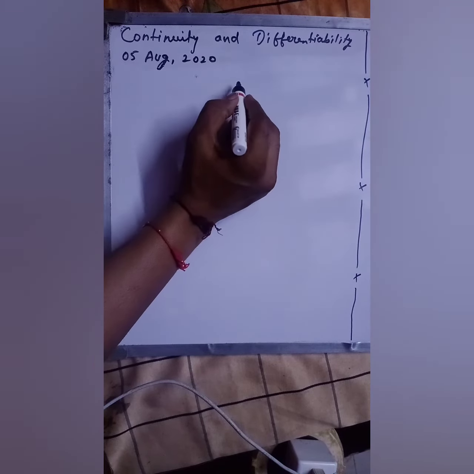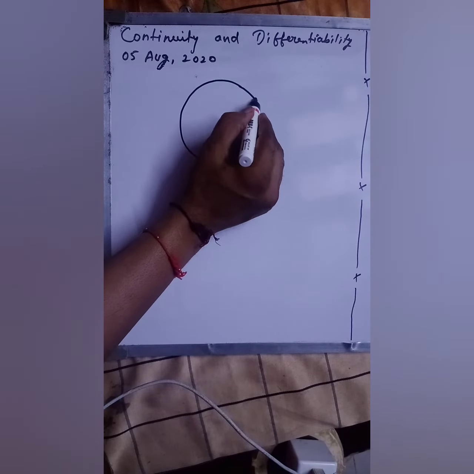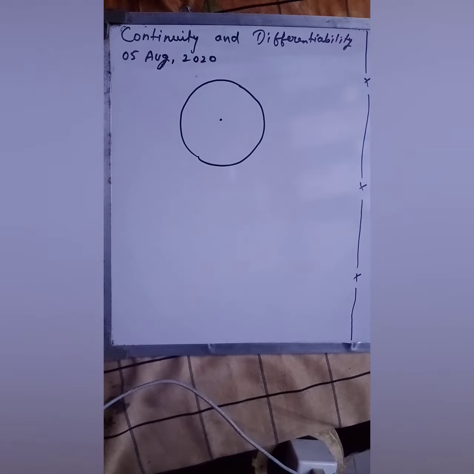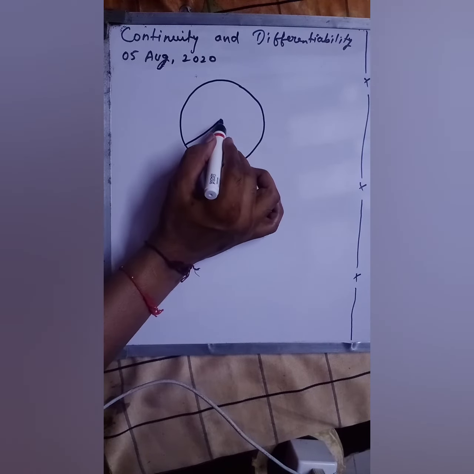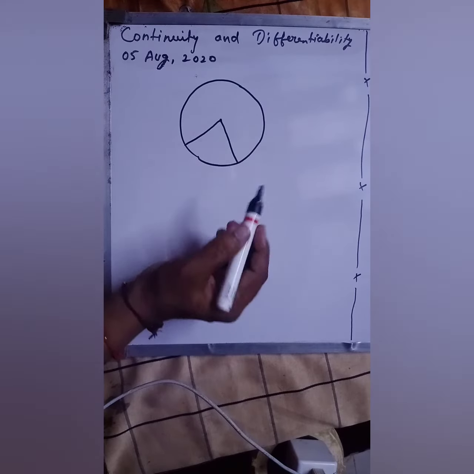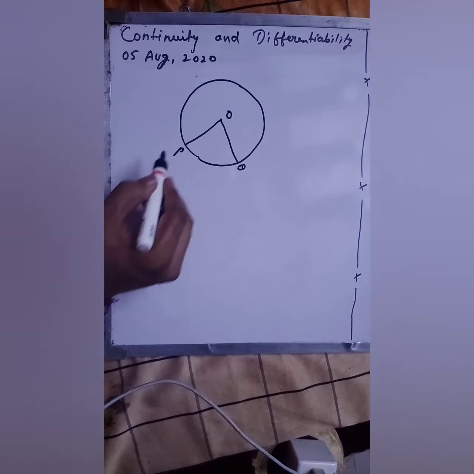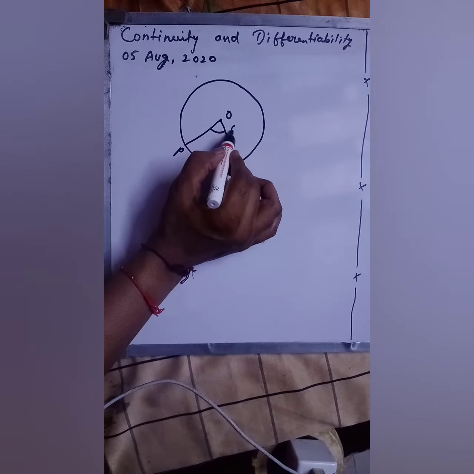Now, before solving question number 4, we need to understand one more concept. Suppose you have a circle here. Fine, here we have a circle. So this is the center of the circle, and this is a line segment. This is point P and this is Q, and here this is your angle theta.